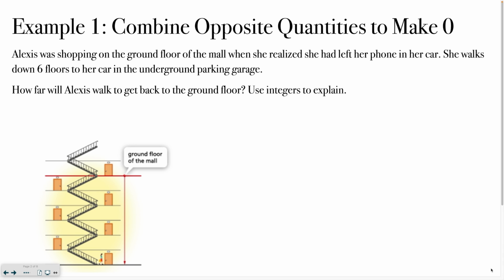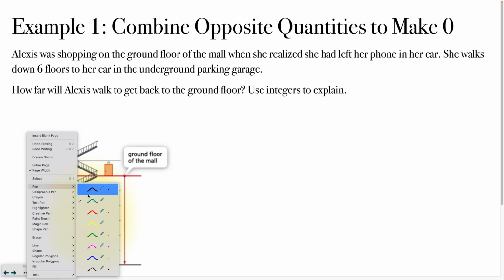So we have a word problem here. Alexis was shopping on the ground floor of the mall when she realized she had left her phone in the car. She walks down 6 floors to her car in the underground parking garage. How far will Alexis walk to get back to the ground floor? Use integers to explain.